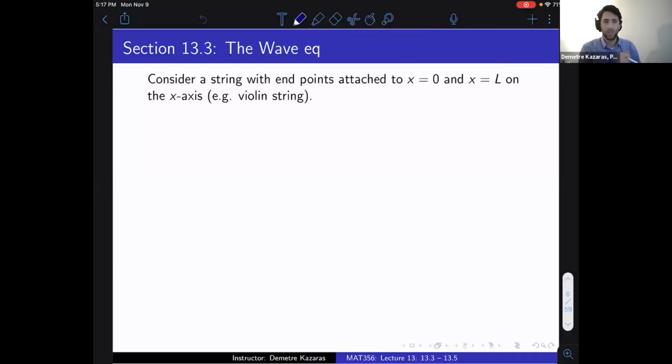All right, welcome to the final lecture of the class. To remind you where we are, we're in chapter 13, an introduction to partial differential equations, a survey of some of the different areas in the subject.